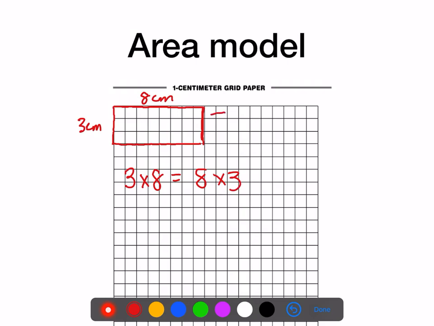If we were to think about this as 3 rows of 8, or we could think about this as 8 columns of 3 squares. So again, this idea that 3 times 8 is the same as 8 times 3, our area model is a great model for that one.